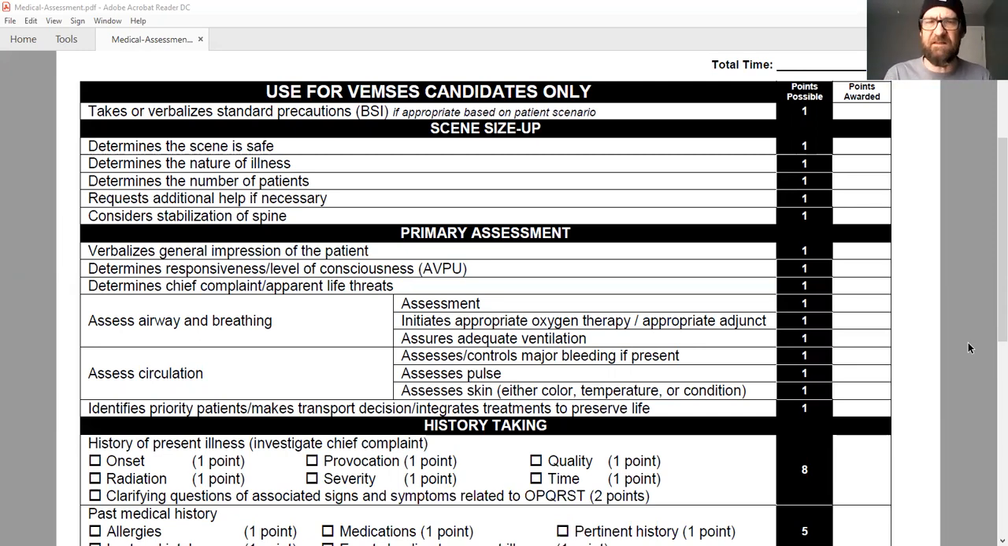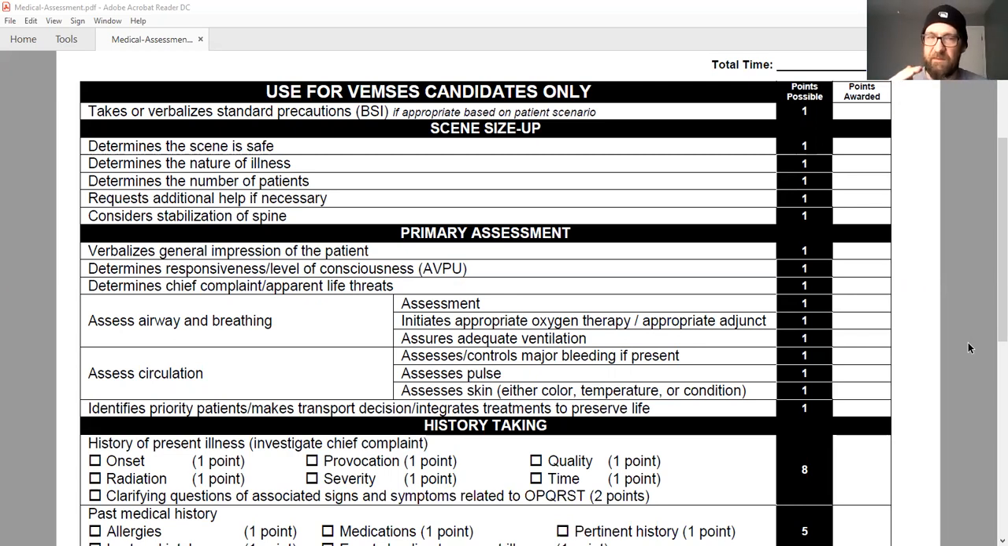So it's really easy to determine that level of consciousness when they are conscious. All you got to do is talk to them. And so if they respond normally, they're going to be alert and oriented. The chief complaint, obviously that's easy to determine because they're going to tell you. And in this case, our patient tells us that they're experiencing chest pain.